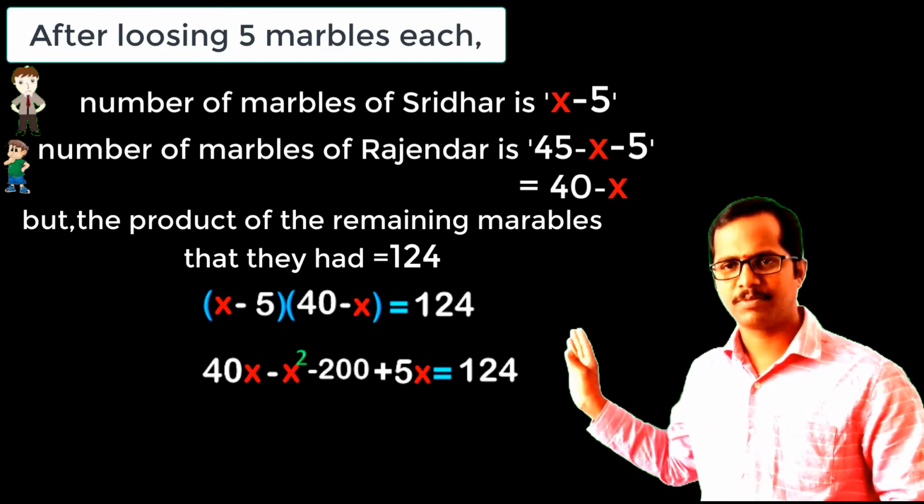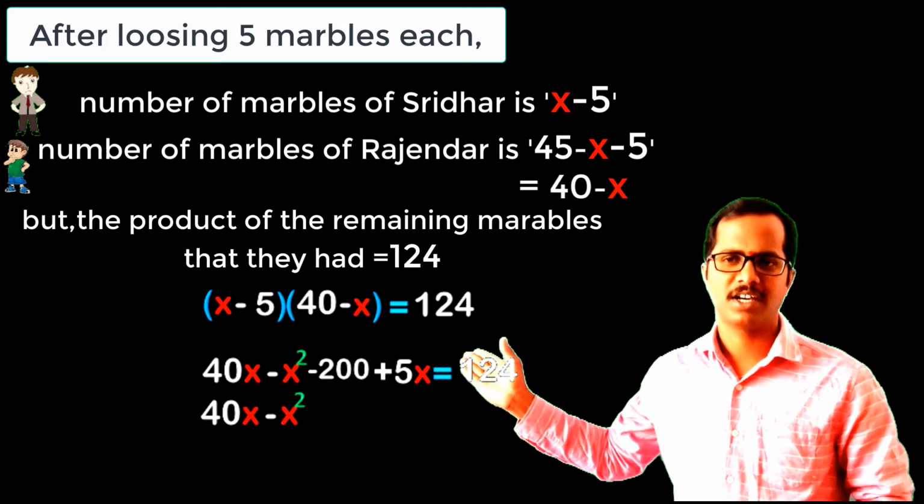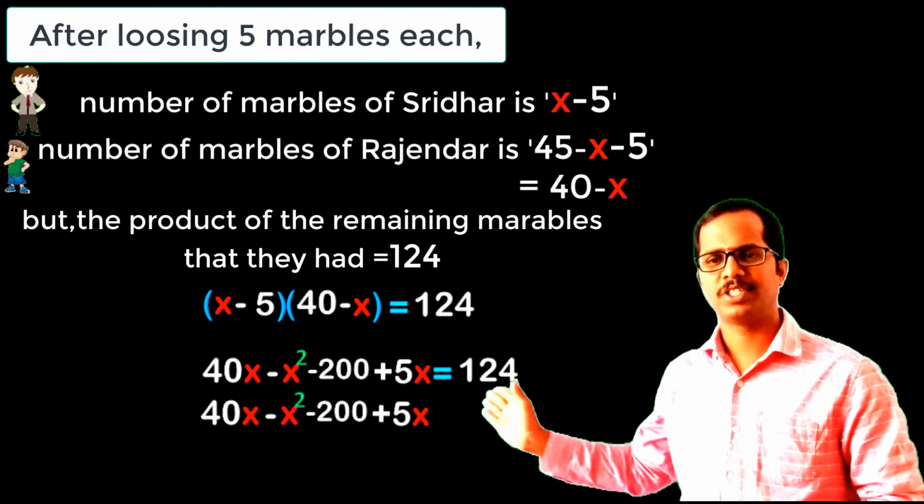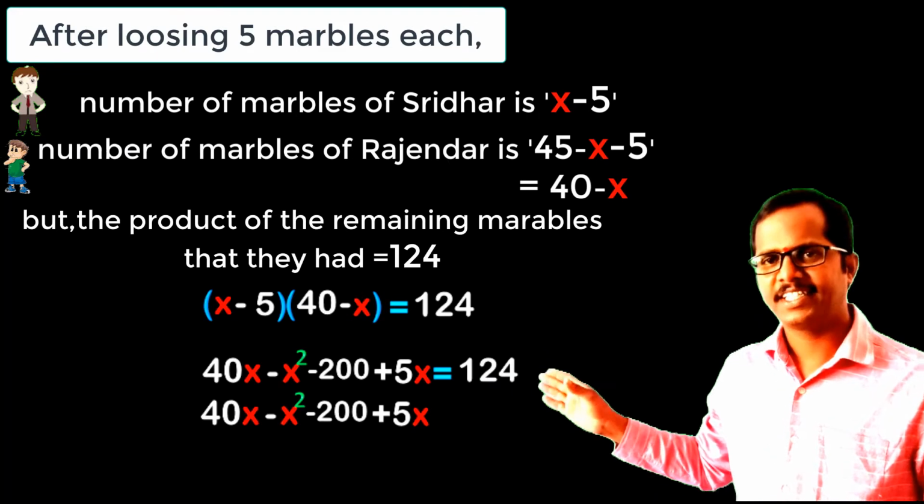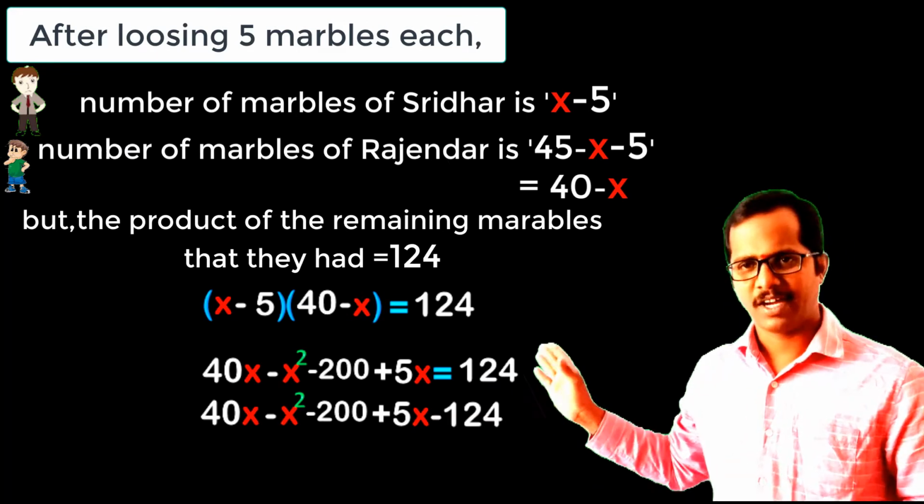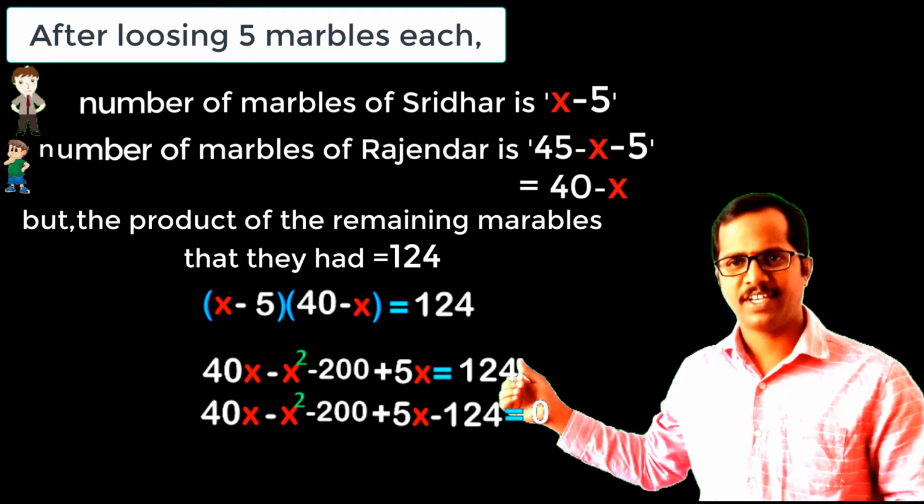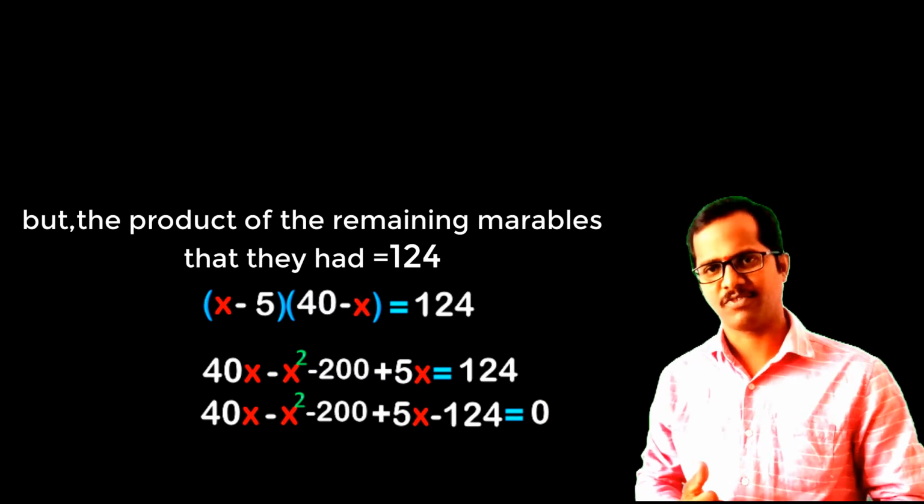Now transpose plus 124 to the left side. By transposing we get 40x minus x square minus 200 plus 5x minus 124.